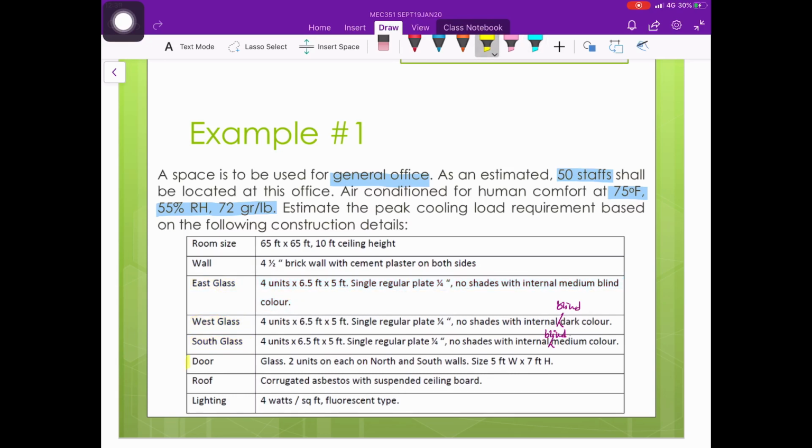The information about the door. The type of the door for this case is glass, and we have the number of units involved for our building, and also stated here the direction where this door will be placed, and also given to us is the size for the doors. Well, for the roof, it is corrugated asbestos with suspended ceiling board, and the information for the lighting also has been given, which is 4 watts per square feet, and the type will be fluorescent.